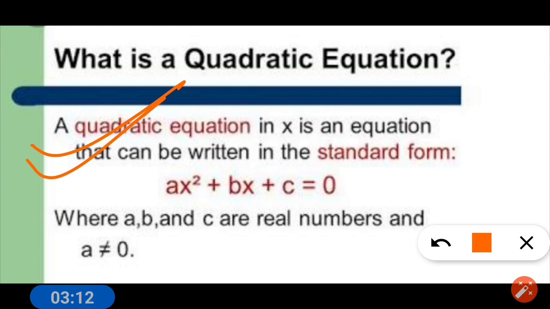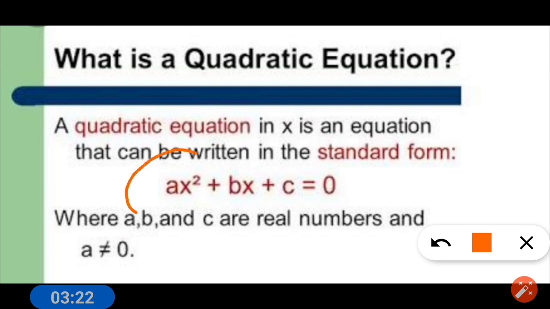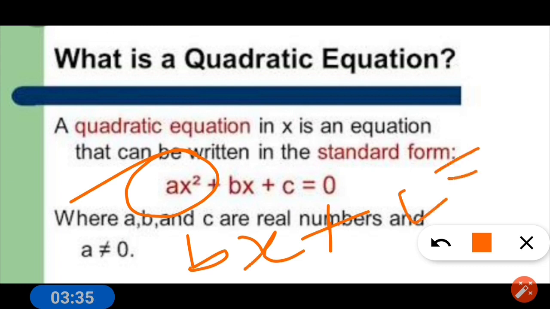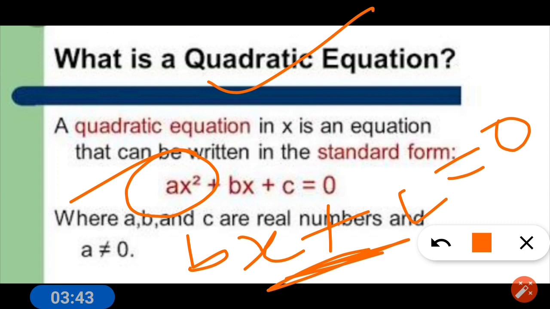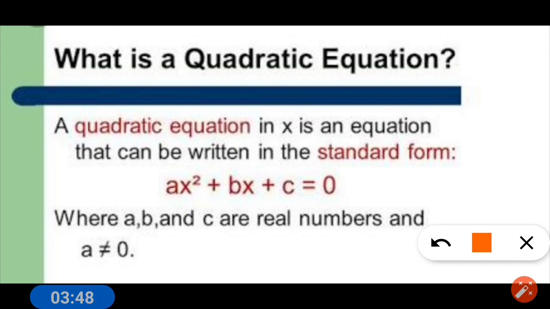So here also a, b, c are real numbers, but the point to be noted is that a should not be 0. Why should a not be 0? If a is 0, what about this first term? It becomes 0, and then this equation reduces to bx plus c equals to 0. Now you can see that the degree here is 1, and it will not be a quadratic equation in that case. That's why we have to write here that a should not be 0.